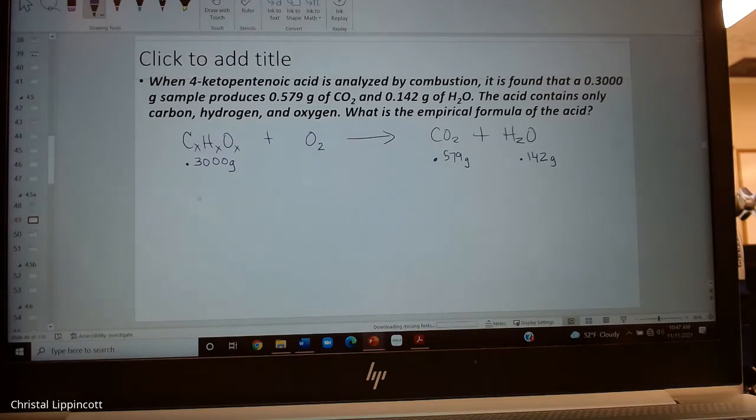All right, I'm going to take this and I'm going to turn it into moles. So 0.579 divided by 44. That's the molar mass for CO2. That's going to give me my moles of CO2. Okay. I'm going to take the 0.142 divided by 18, the molar mass for water, and that's going to give me my moles of water.